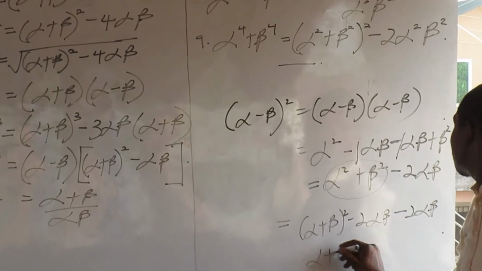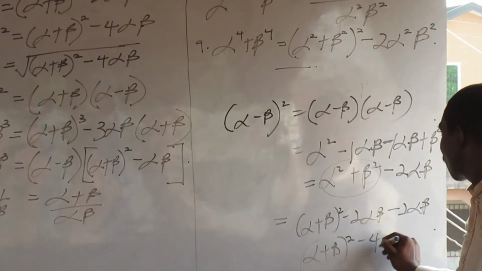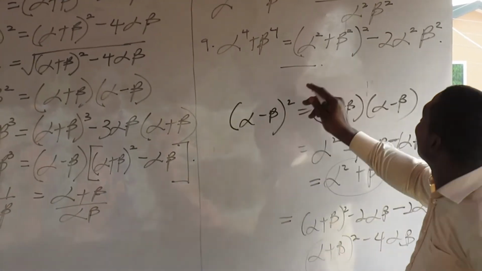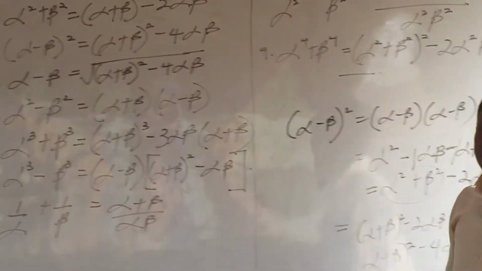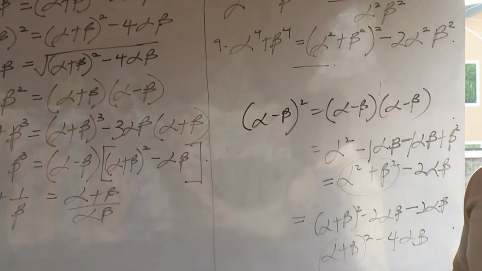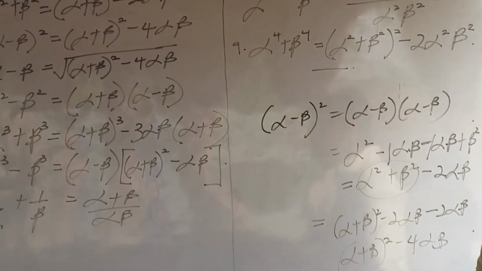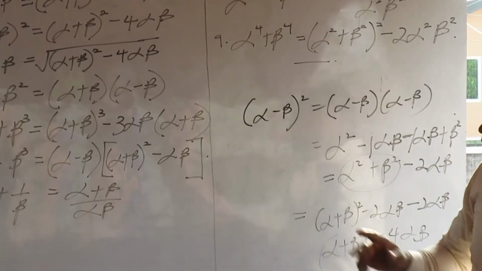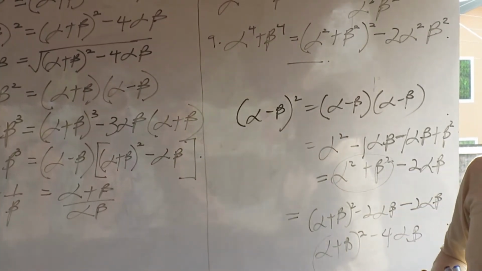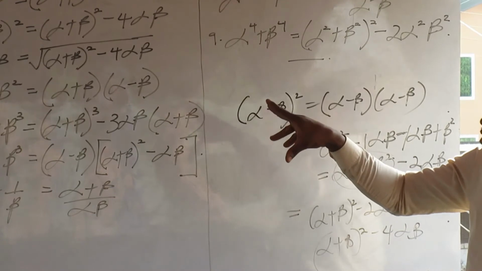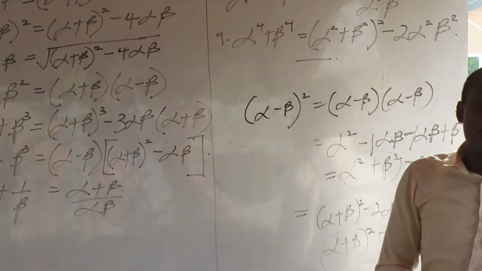Now alpha plus beta all squared minus 4 alpha beta. Wow, I think that is what you see here. So do you see? That is how best I can help you. Number 1 is universal. The ones with asterisks, don't pay attention to them because they can be derived. The ones without asterisks, you need to know them, right?